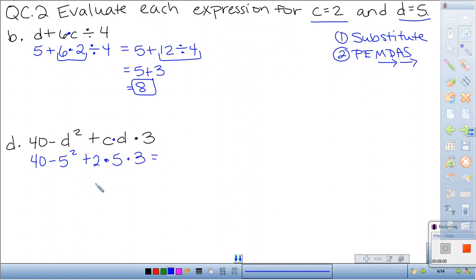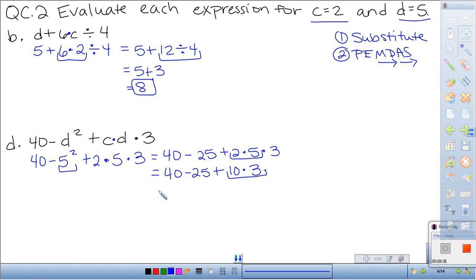And now we'll apply PEMDAS, which says parentheses or grouping symbols first. Don't have any. So I'll move on to exponents. 5 squared is 25, so 40 minus 25 plus 2 times 5 times 3. And now we need to work our multiplication, division, left to right. So the first multiplication I get to is 2 times 5, which is 10, times 3. Again, we have to multiply before we can add or subtract. So 10 times 3 is 30.